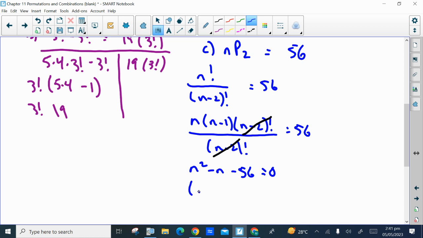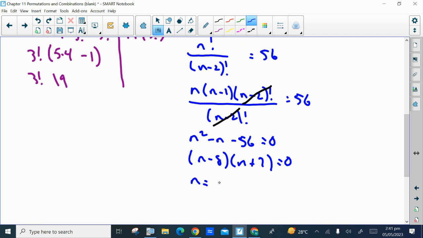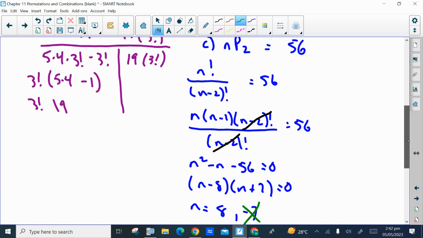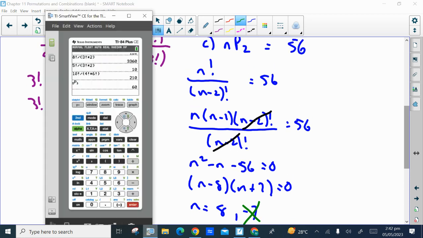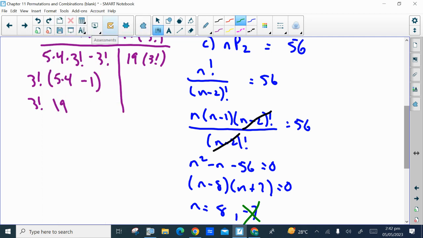And then factoring. It'll be n minus 8, n plus 7. And as we saw last class as well, n cannot be negative because n refers to the number of objects you're choosing from. You can't have a negative number of objects to choose from. So n must be 8, and we can check that. If we go nP2 and let n equal 8, 8P2 should equal 56. And it does. So it checks. Okay?